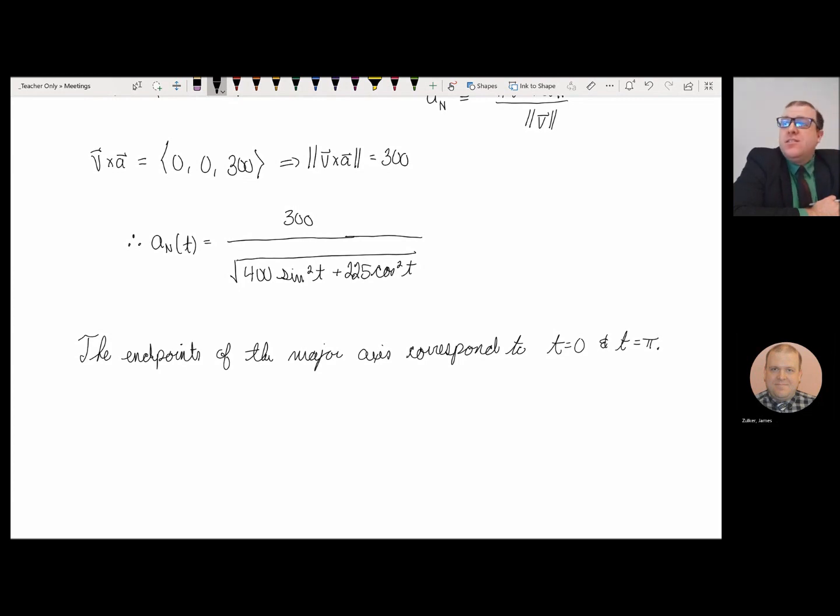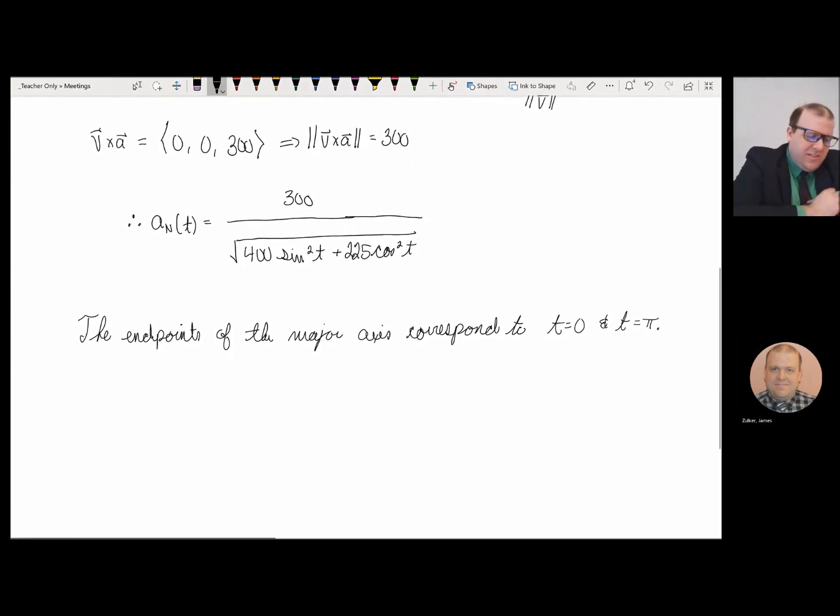Notice what happens in both cases. Sine of both 0 and pi is 0, isn't it? Cosine of 0 and pi would be plus or minus 1, but we're squaring it, which will always give us positive 1. So the normal component of acceleration at both endpoints is the same.